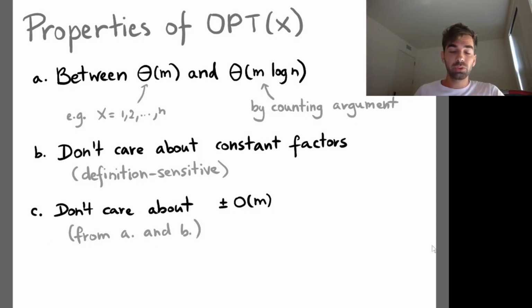Now, also we don't really care about constant factors, because it's an artifact of the definition. We might have defined it in a way that blows the time up by 2 or divides it by 2. It doesn't really matter. And because of those two facts, because of the fact that we need at least theta of m, and that we don't care about constant factors, we also don't care about additive order of m terms when looking at notions of cost for a binary search tree.